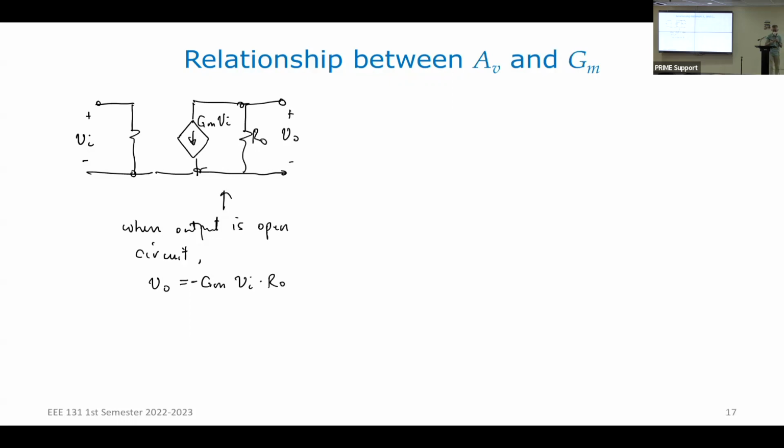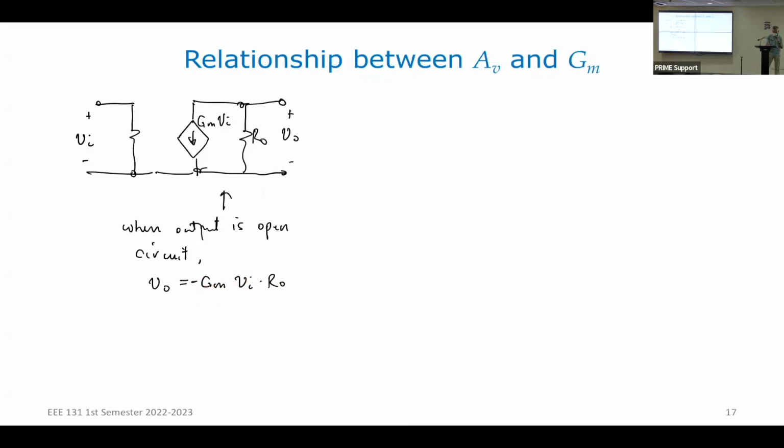Why? Because if this is open, then all of this current will just flow through this resistor. What will be the polarity of the voltage across the resistor? The current will be flowing upward. And therefore, the bottom will be positive with respect to the top. Because the current is going upward, V sub O is just negative of this current multiplied by R sub O. You see that? I hope you see that.